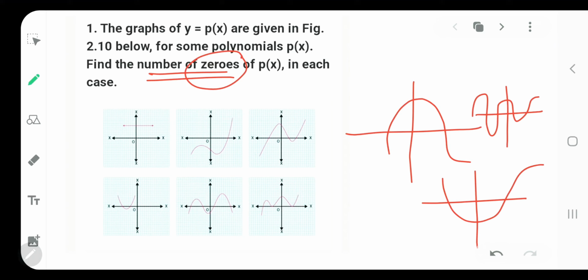Now the zeros of a quadratic polynomial are the x coordinates of the points where your graph intersects your x-axis. तो जहाँ पे आप notice करेंगे, if I just zoom this so that you will get to know.